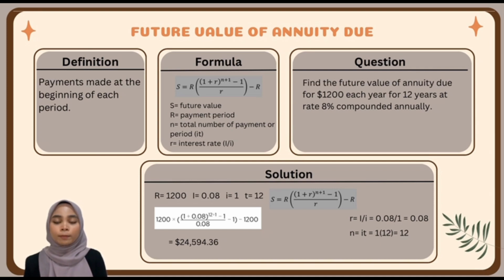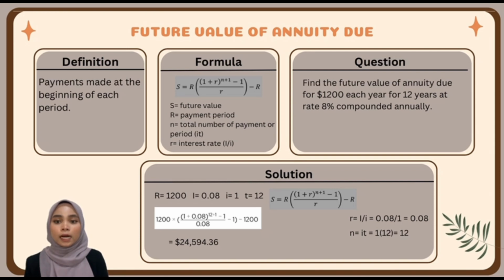For the future value of annuity due, the formula is payment R times (1 plus r) to the power of (n plus 1), minus 1, divided by r, minus payment R. The question is, find the future value of annuity due for $1,200 each year for 12 years at rate 8% compounded annually.